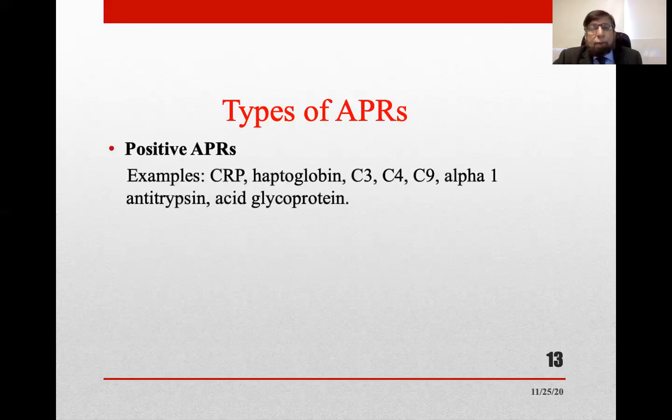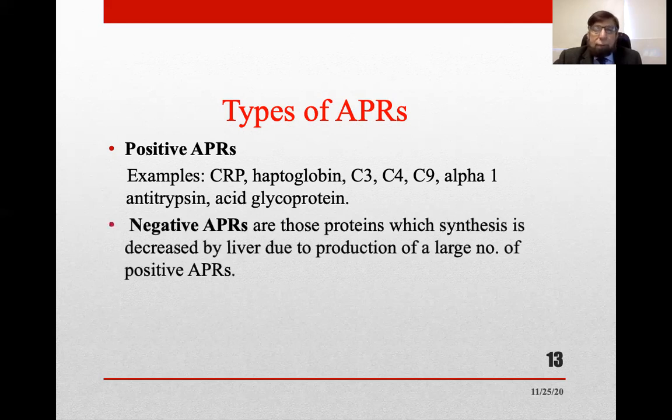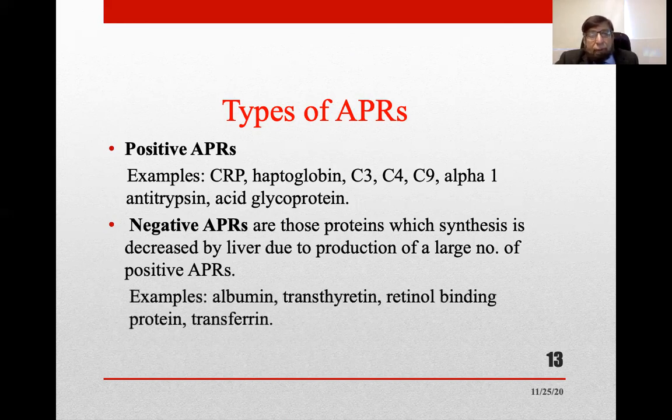First is positive and negative. Some APRs, mostly these proteins, are raised during inflammation or infections. Examples are CRP, haptoglobin, all complements, alpha-1 antitrypsin, acid glycoproteins, and procalcitonin, etc. But there are certain negative APRs also. Negative APRs decrease during infection, so that the liver can take over and make those positive APRs. Examples are albumin, transferrin, and retinol binding protein.